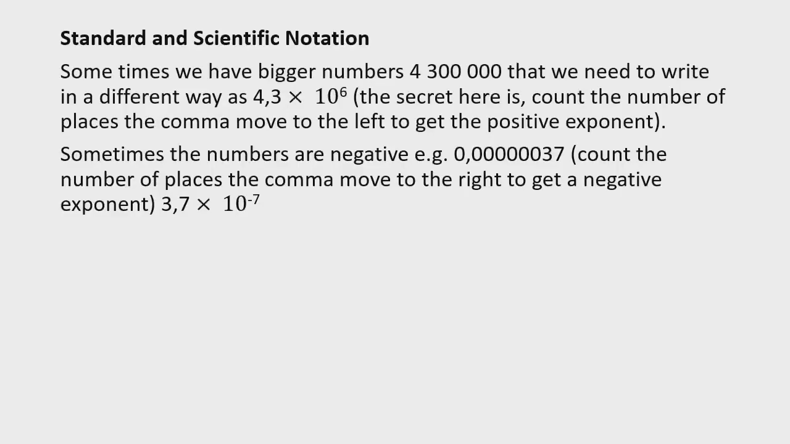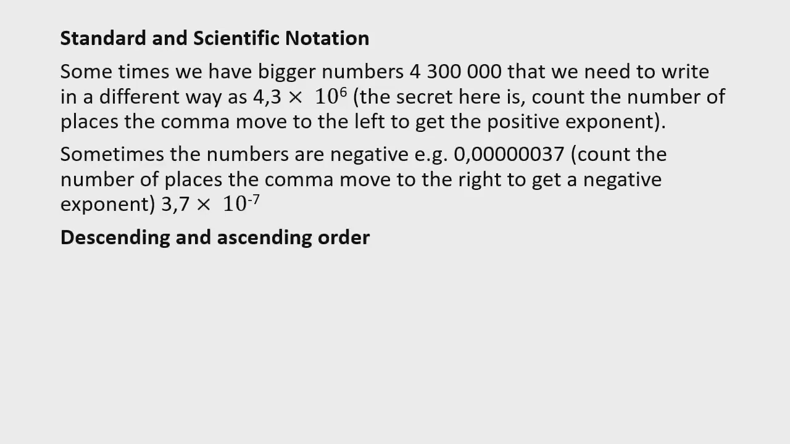Now, sometimes the numbers are negative. For example, in that one that you are seeing there, they are saying 0.000037. So what you need to do is count the digits from where the comma is until it comes between 3 and 7. And when you see there, you will count 1, 2, 3, 4, 5, 6, 7 times to the right. If it's to the right, then the power is negative.